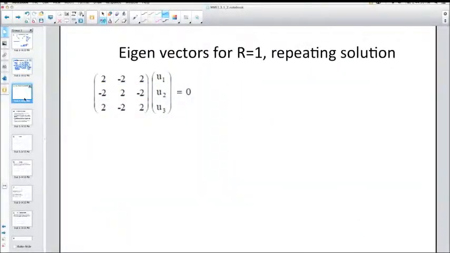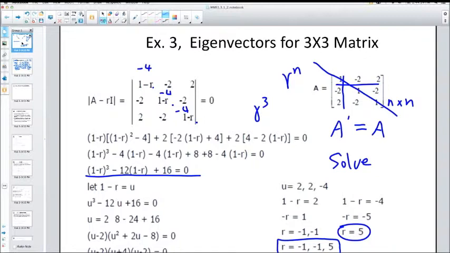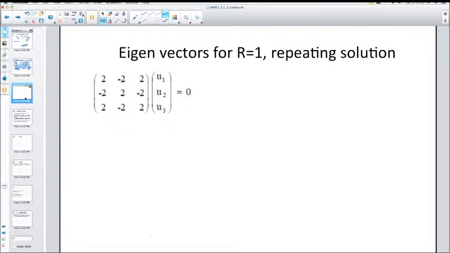Let's go to the second one. If you plug r equal -1 into the equation, it's more interesting. Put the -1: 1 minus -1 is 2. You get 2, 2, 2 on the major diagonal here, and that's what we have, 2, 2, 2 here.